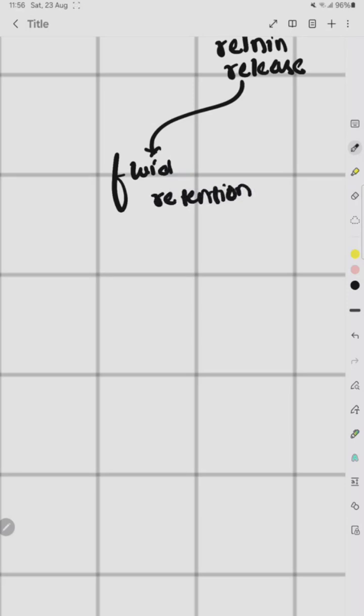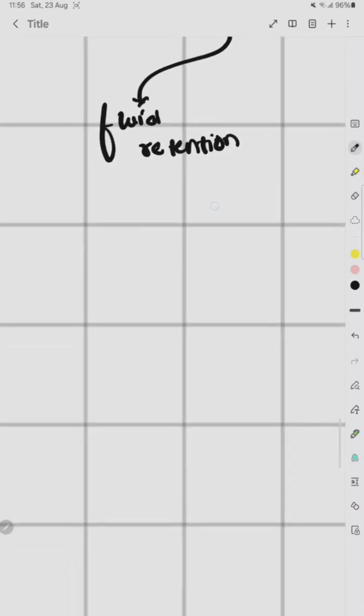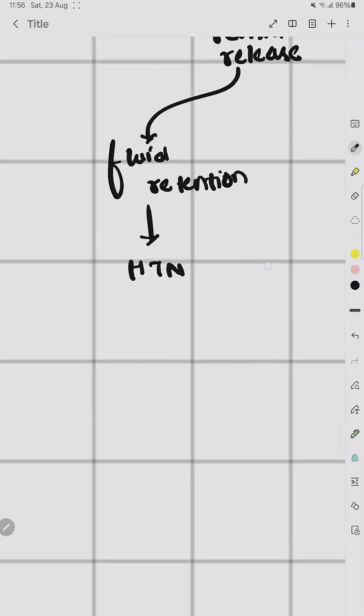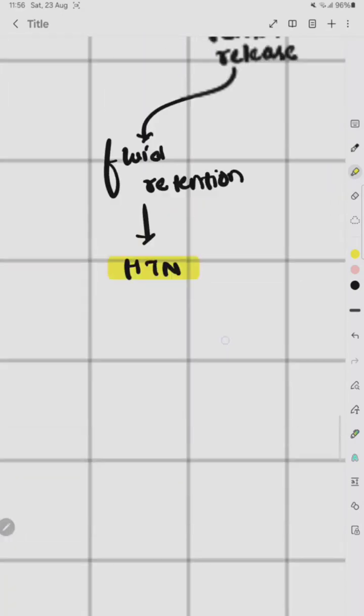Fluid retention is also due to declining function of the kidney. Now this fluid retention will lead to hypertension. Azotemia is another finding you have to remember. Hypertension is one finding you have to remember. This would be proteinuria. There will be proteinuria. I'll discuss the mechanism of proteinuria in nephrotic syndrome.